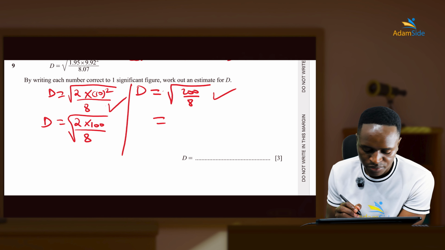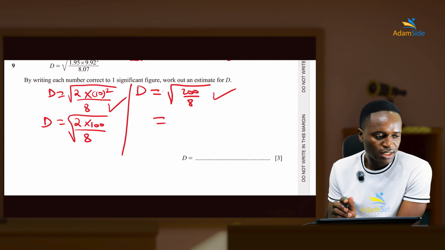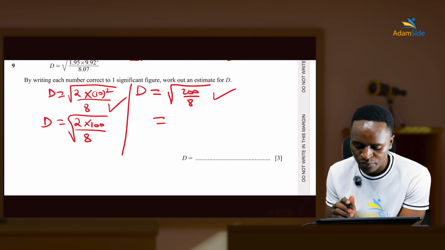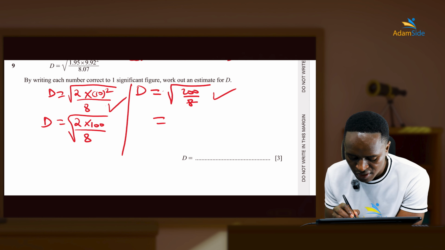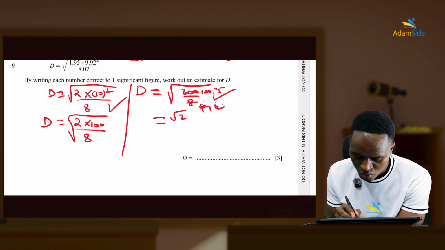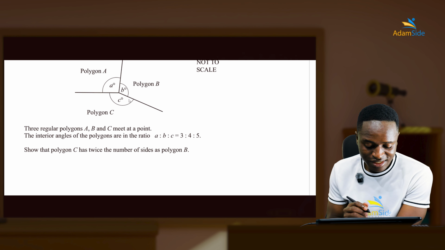What's the square root of 200 divided by 8? We can as well get the answers. If you simplify here, 2 here is 4, 2 here is 100, 100 here is 2, 4 here 1, 4 to 100 is 25. So square root of 25 is 5. So D is equal to 5. Correct. Oh, this is simple.